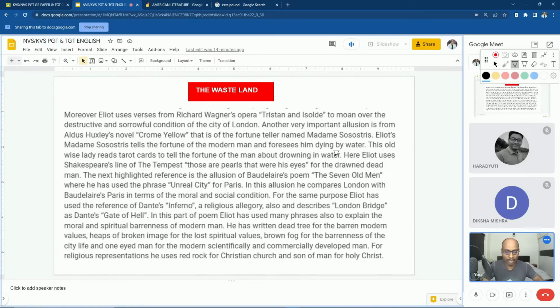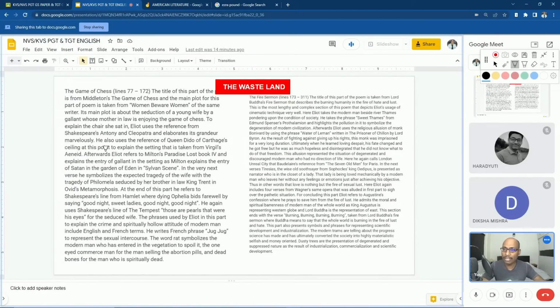Next, we have A Game of Chess. The title of this part is from Middleton's A Game at Chess, and the main plot for this part of the poem is taken from Women Beware Women of the same writer. Its main plot is about the seduction of a young wife by a gallant whose mother-in-law is enjoying the game of chess. To explain the chair she sat in, Eliot uses the reference from Shakespeare's Antony and Cleopatra and elaborates its grandeur marvelously. So please read this part, you can easily understand.